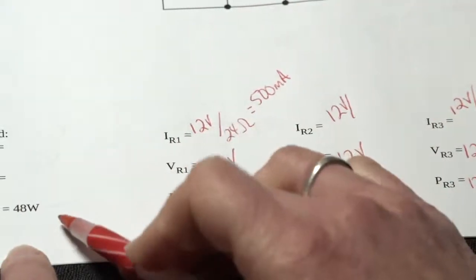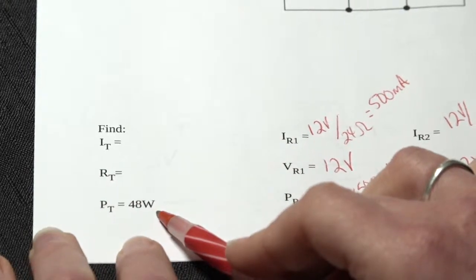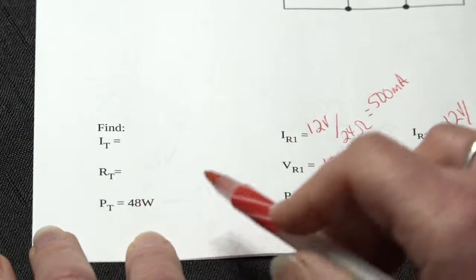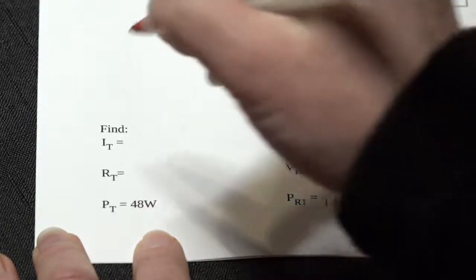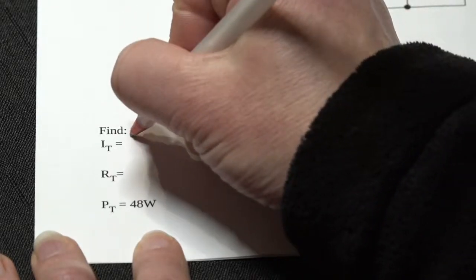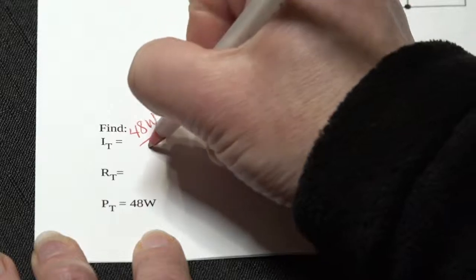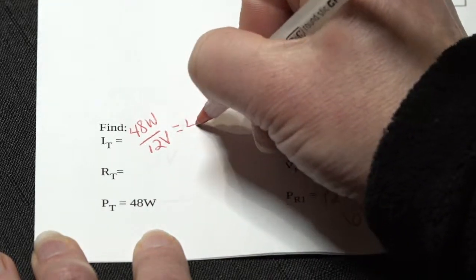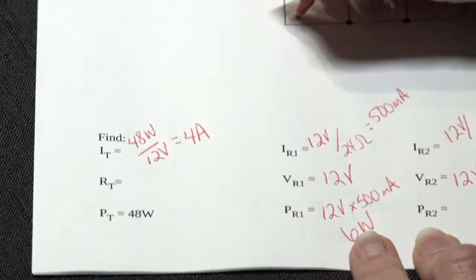Okay, oh, what? Hey, we have some information here. This says that our total power is equal to 48 watts. Well, we can find our total current, right? Because we can say, all right, 48 watts divided by 12 volts equals 4 amps.